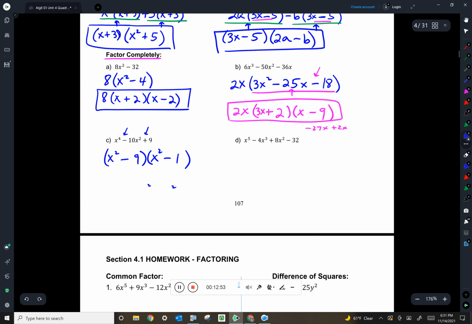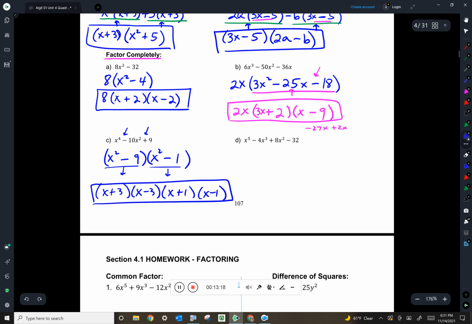Okay, so I just did trial and error, but am I done? Well, look at that first parenthesis. Isn't that first one a difference of squares? So for that one, couldn't I say x plus 3 and x minus 3? And then what about that second parenthesis? Isn't that a difference of squares? So for that one, I could say x plus 1 and x minus 1. So first I did trial and error, and then on each of the parentheses, I did a difference of squares.